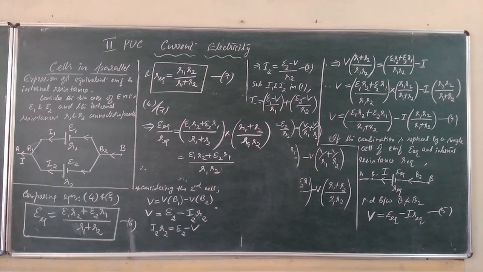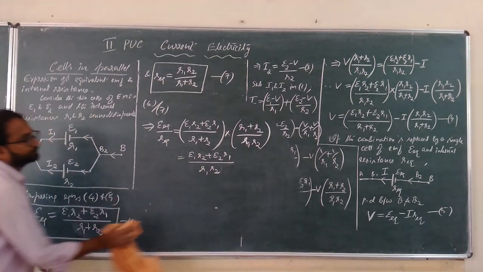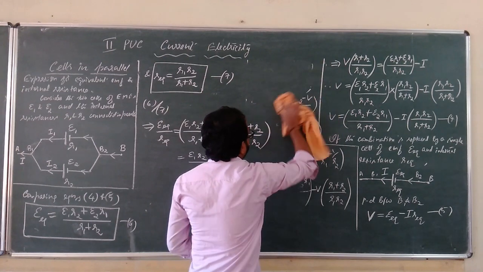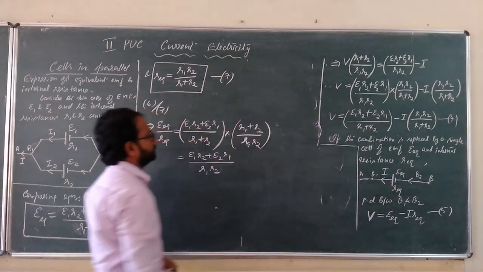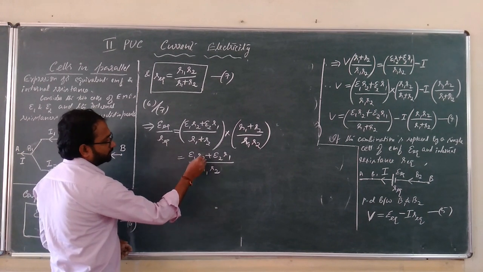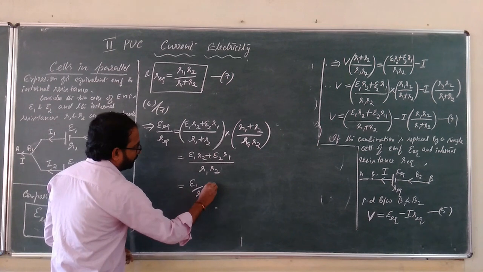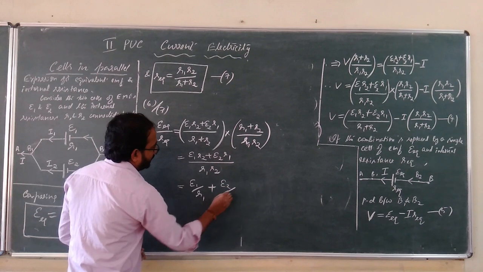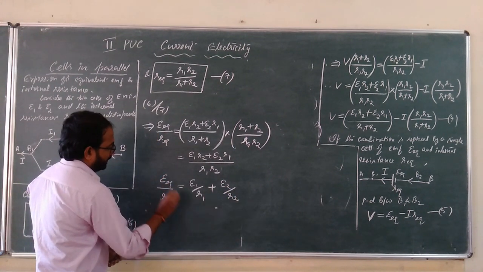So this is equal to E1 R2 divided by R1 R2, R2 is getting cancelled, you are getting E1 by R1, plus E2 R1 divided by R1 R2, R1 is getting cancelled, E2 by R2. So this is E equivalent by R equivalent.